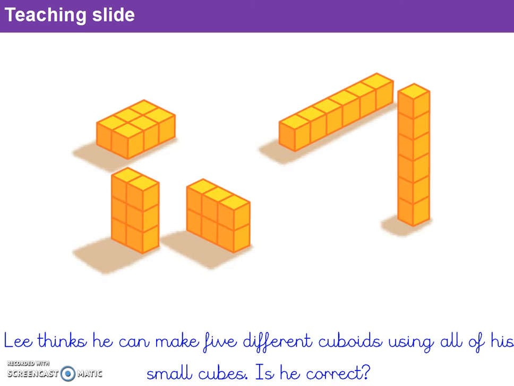So in answer to question 1b, Lee is not correct. He can only make 2 different cuboids. He might think he can make 5 because he's shown them from different angles by placing different faces on the table. But they're in fact just 2 shown in 5 different ways.